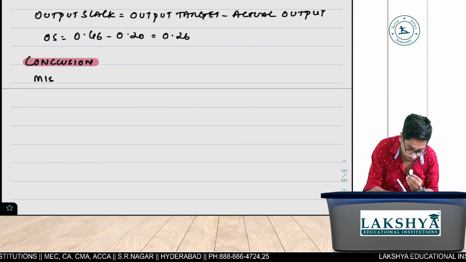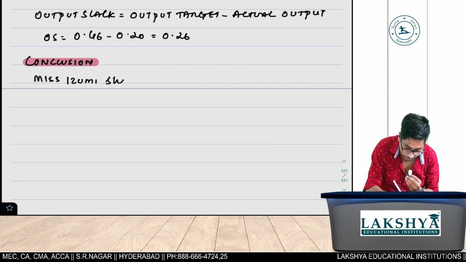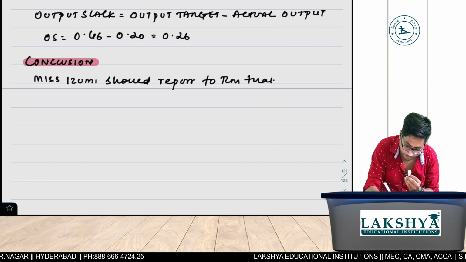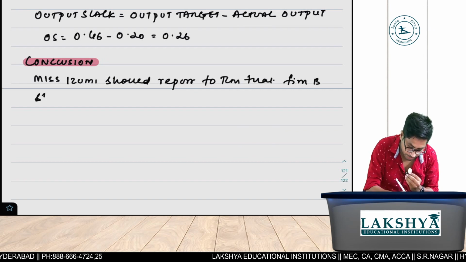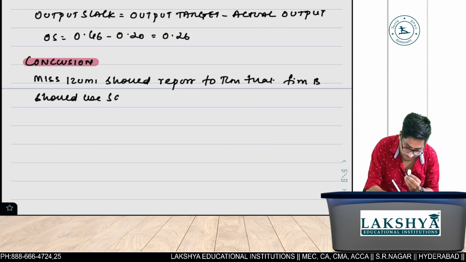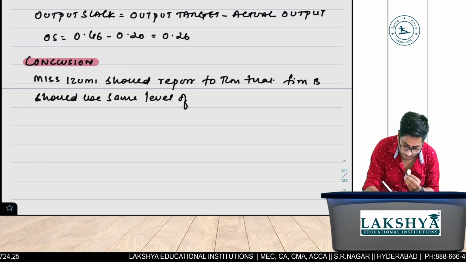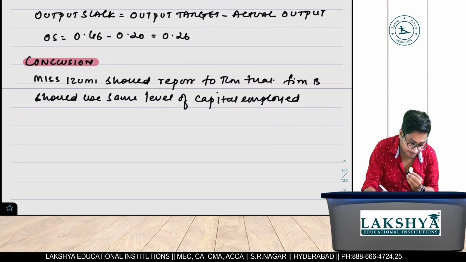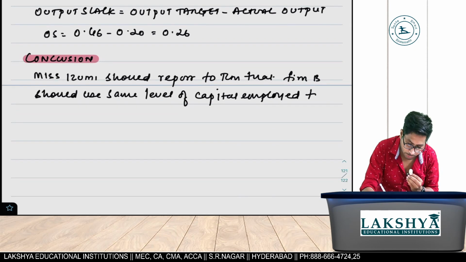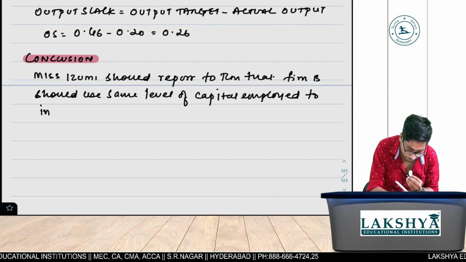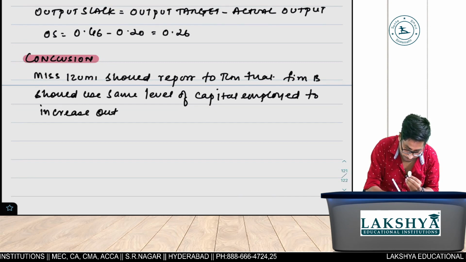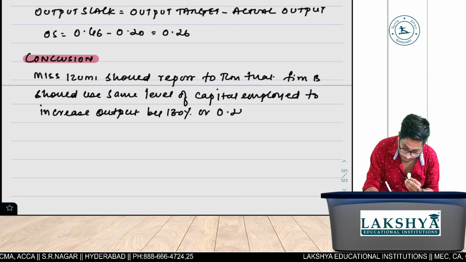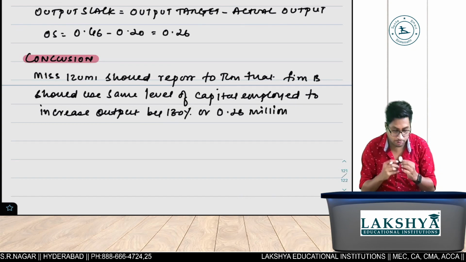Ms. Izumi should report to top level management that firm B should use the same level of capital employed to increase output by 130% or 0.26 million. Clear? Or 0.26 million.